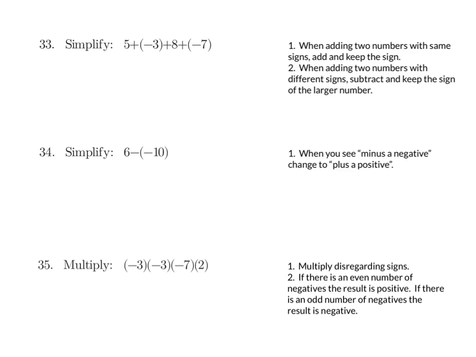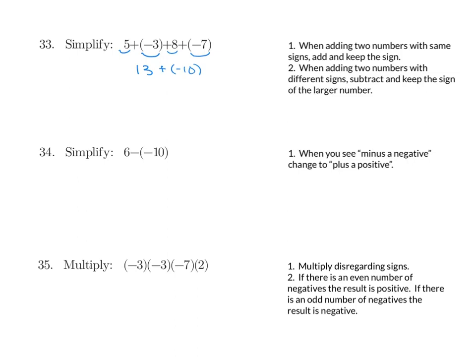So if we look at problem 33, we have 5 plus negative 3 plus 8 plus negative 7. You can combine this any way you want to. I'm going to go ahead and combine my positive numbers. We get 5 plus 8 is 13. And I'm going to combine my negative numbers. Negative 3 and negative 7 combine to give me negative 10. We add and keep the sign.